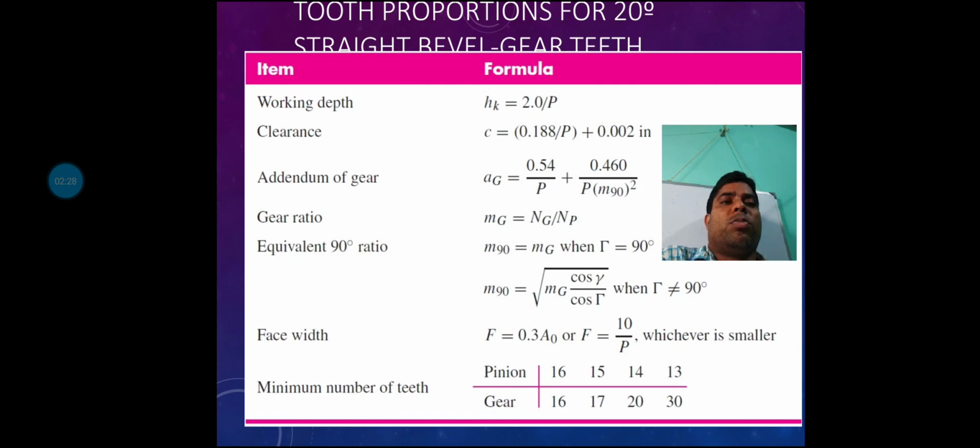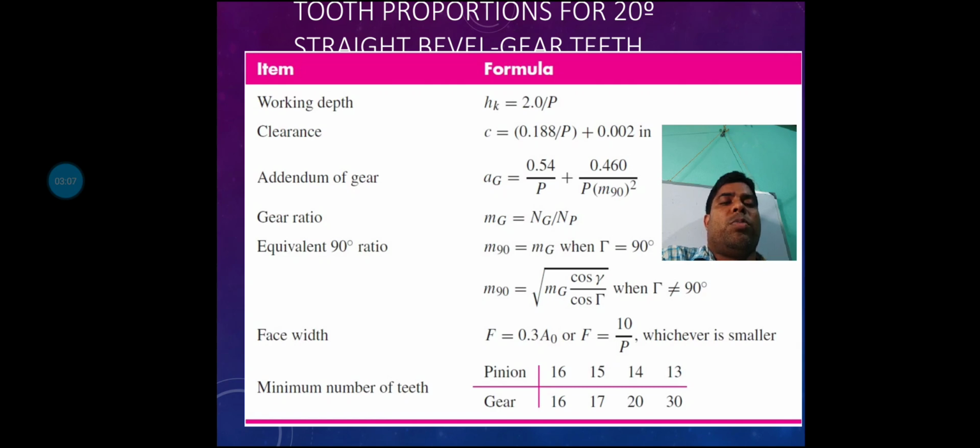Gear ratio, obviously you know, mg is equal to Ng by Np, and the equivalent 90-degree ratio, when lambda is equal to 90 degrees, will be m90 is equal to mg into cos psi by cos lambda. Now for face width, F is equal to 0.3 A0, or F is equal to 10 by P, whichever is smaller.